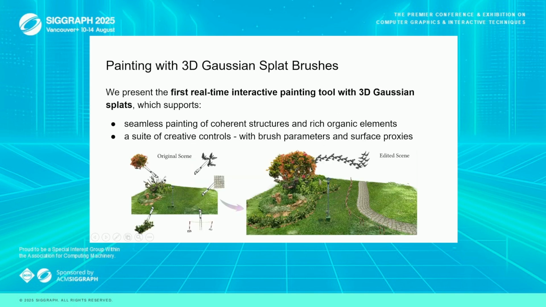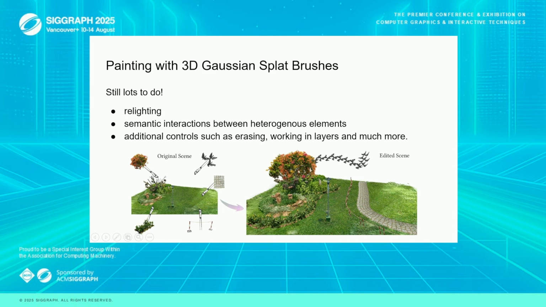In conclusion, we present the first real-time interactive painting tool with 3D Gaussian splats, which allows users to seamlessly paint both coherent structures and rich, organic, natural landscapes with beautiful captured stamps. Further, we allow users the creative freedom to remix reality with captures on their own terms, whether it's by turning photorealistic stamps into their own stylistic brushes via a set of brush parameters or painting freely in 3D via surface proxies. All of that said, there's still lots to do.